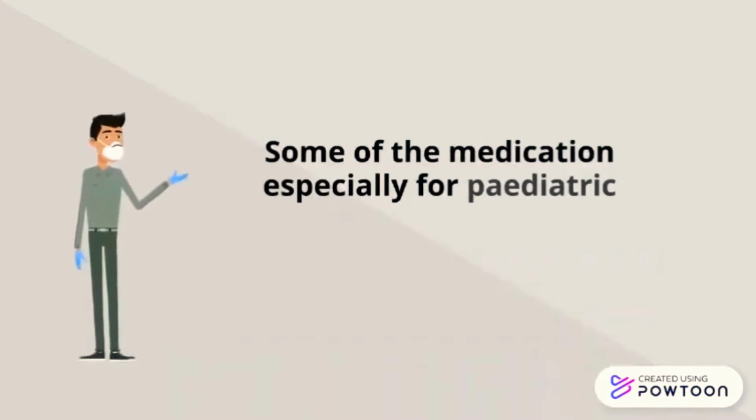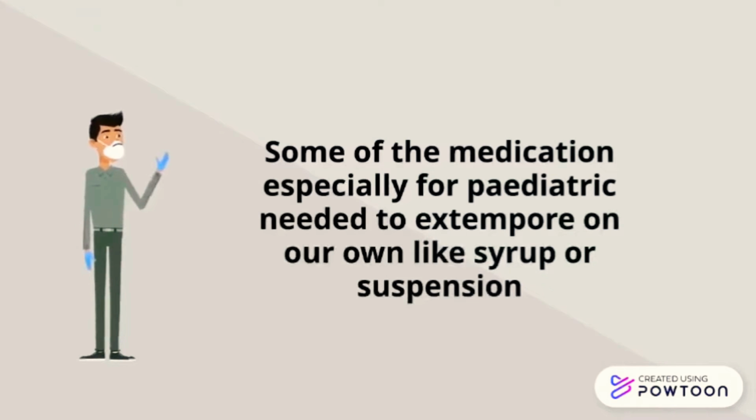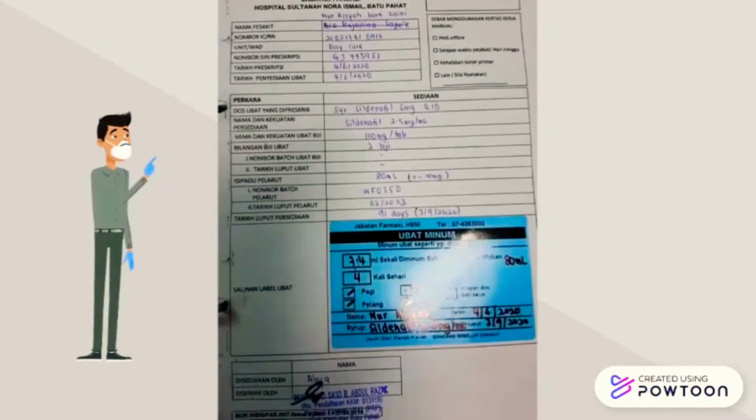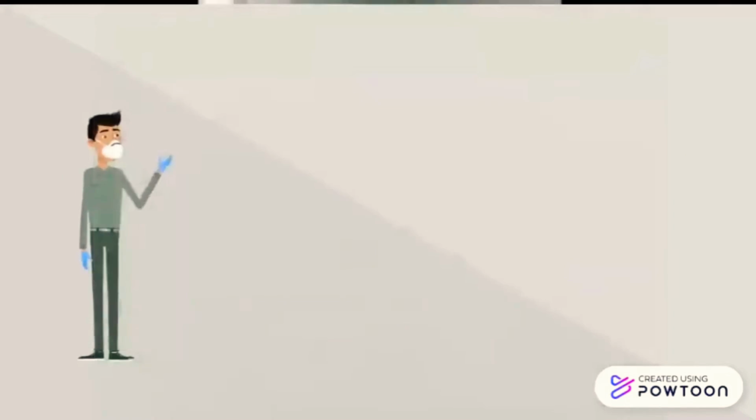Some of the medication, especially for pediatrics, needs to be extemporaneously prepared on our own, like syrup or suspension. So, here is an example of the extemporaneous preparation of Ursofalk suspension. Here is the example of preparing syrup propranolol. To do the extemporaneous preparation of syrup propranolol, you need to add the amount of tablets needed into the mortar. Then, crush it until it becomes a fine powder.